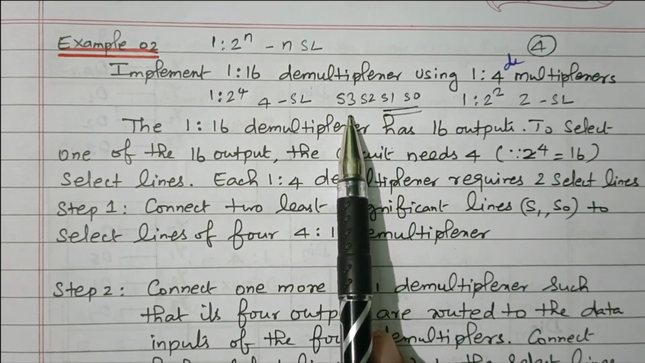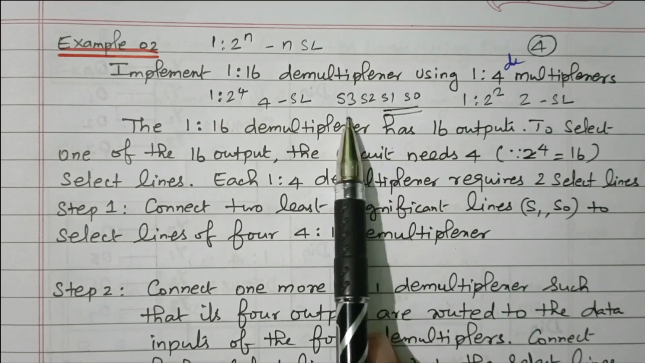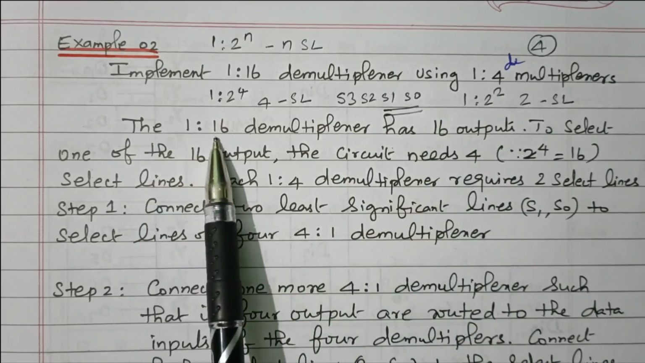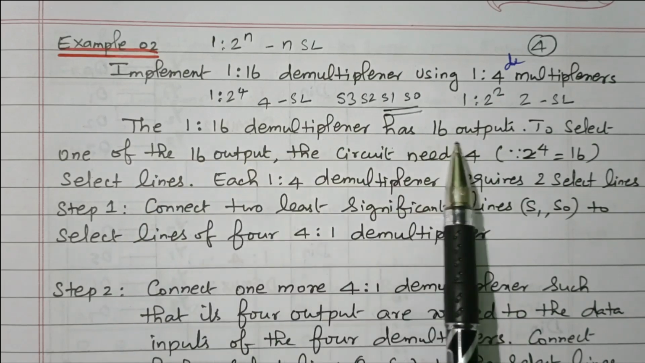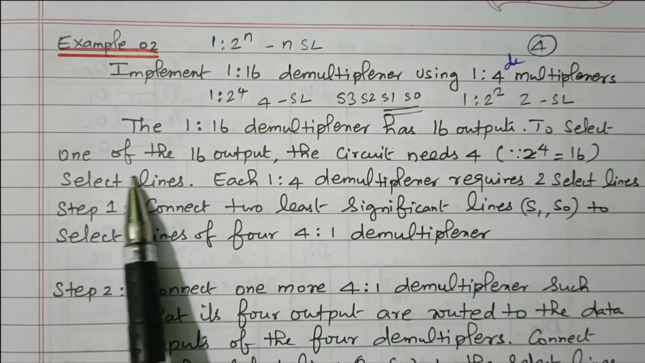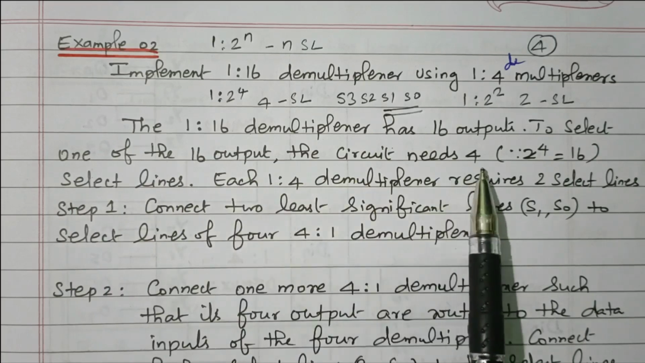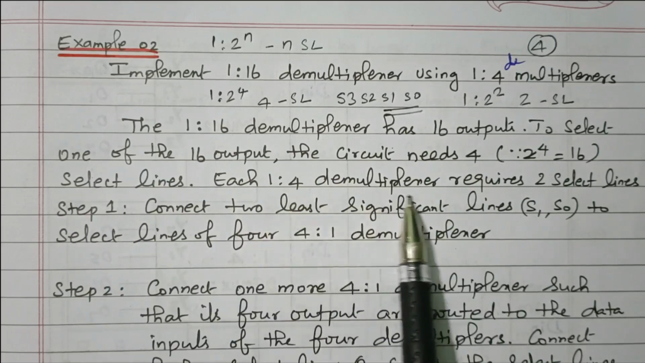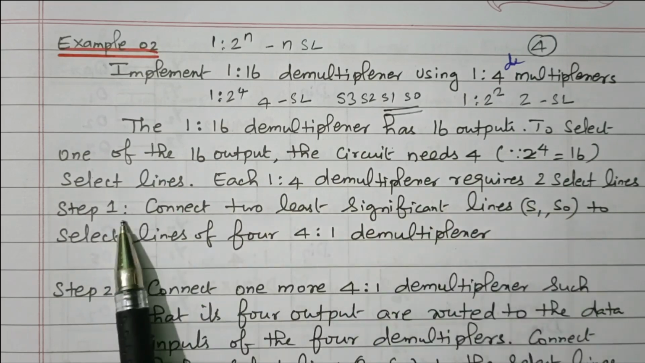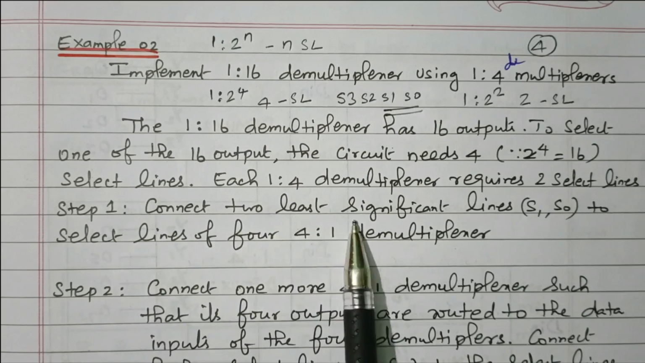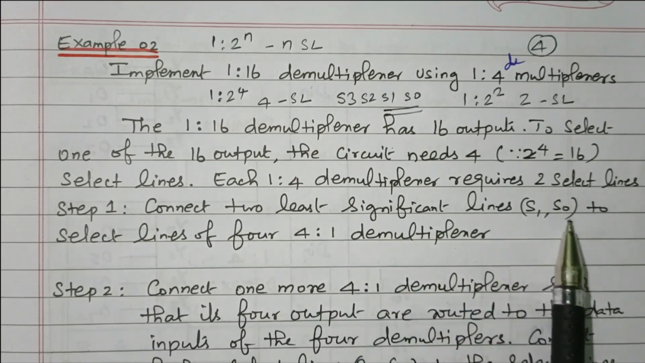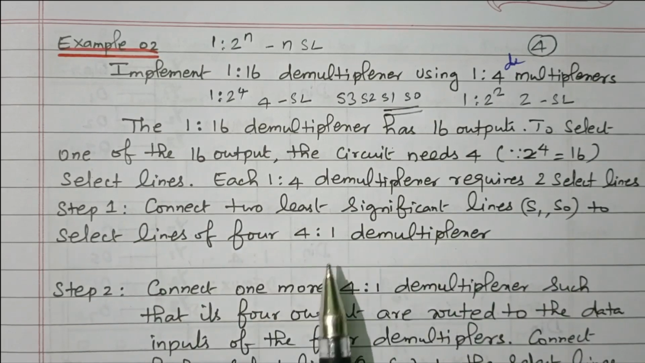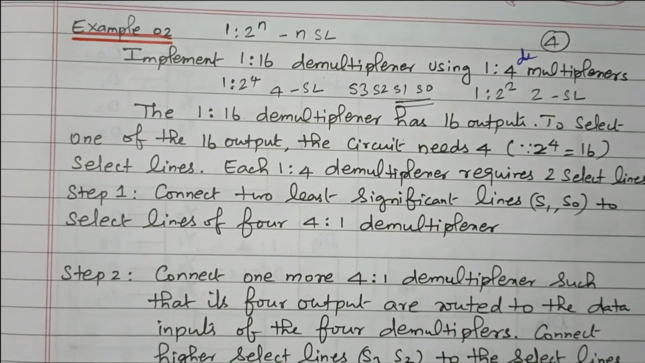So we'll see the block diagram, and you will be able to understand clearly. That is our basic concept. We'll see the description. The 1:16 demultiplexer has 16 outputs. To select one of the 16 outputs, the circuit needs 4 selection lines. Each 1:4 demultiplexer requires 2 selection lines, right? So connect the 2 least significant bits S1 and S0 to select among the 4 of the 1:4 demultiplexers, right? That is what we discussed, S1 and S0.